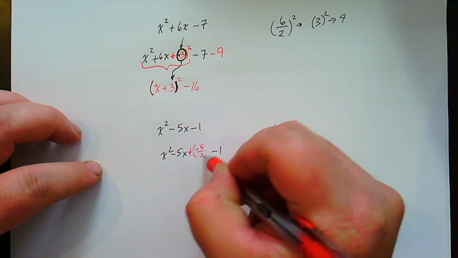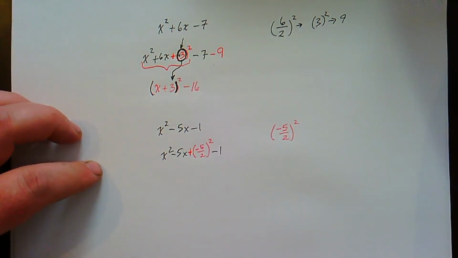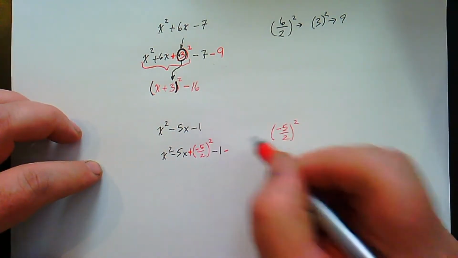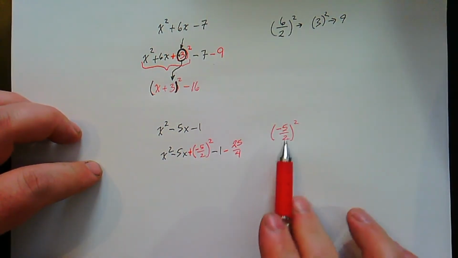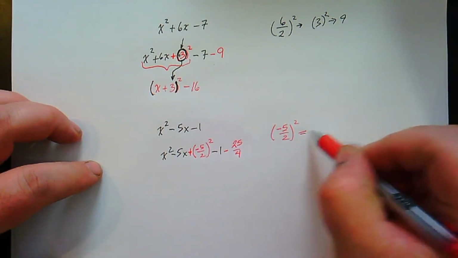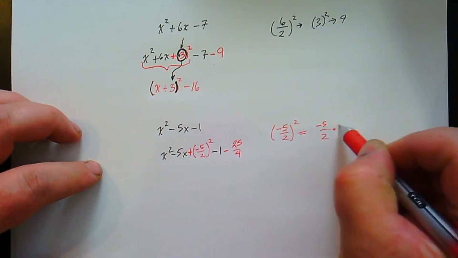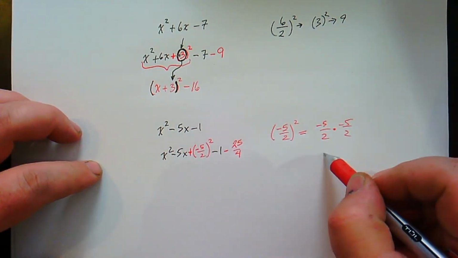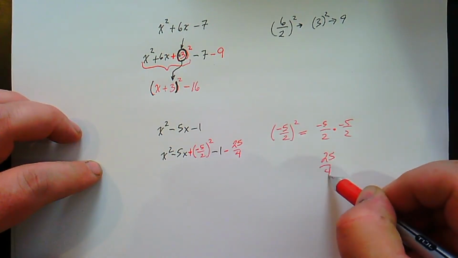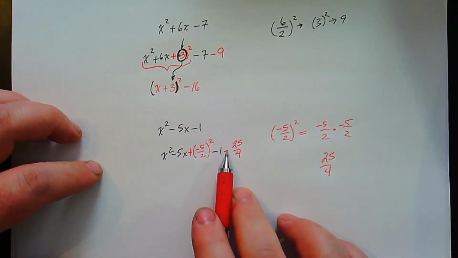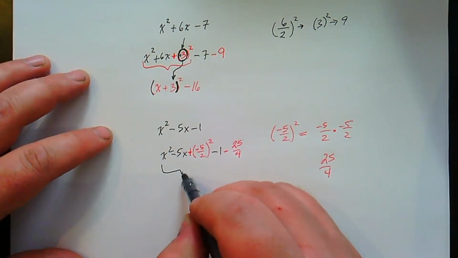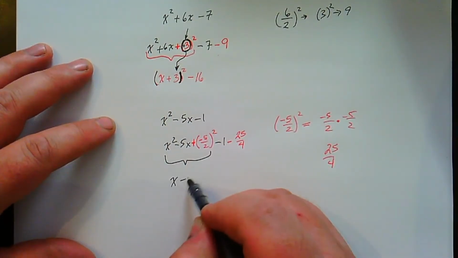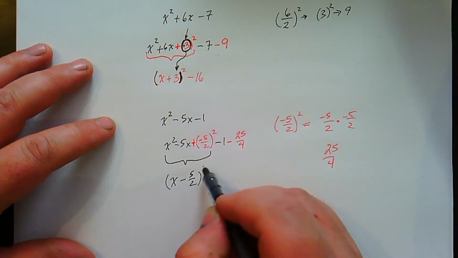Negative 5 over 2. You see how I left the sign? See how I didn't square it? But over here, when I square it, I get 25 over 4. Now be careful. When I square this, it means times itself, so it's negative 5 over 2 times negative 5 over 2, and that is positive 25 over 4. I'm subtracting it though, so this one's going to be negative, and this one's going to be positive. Now, we got to factor x minus 5 over 2 squared.